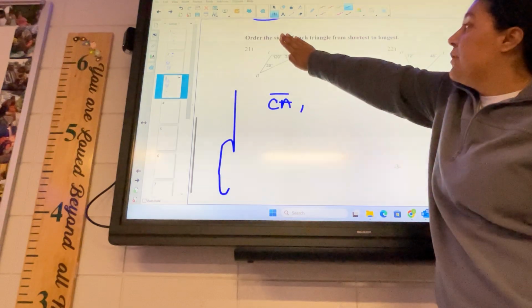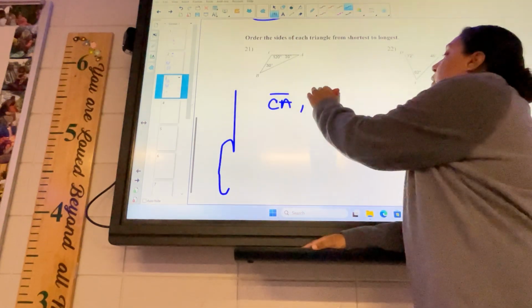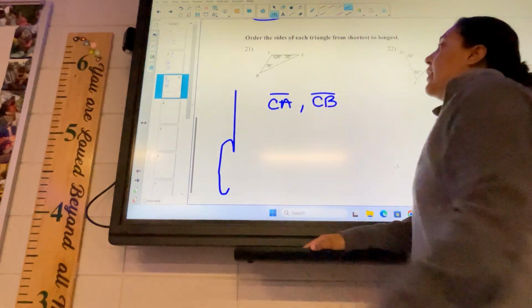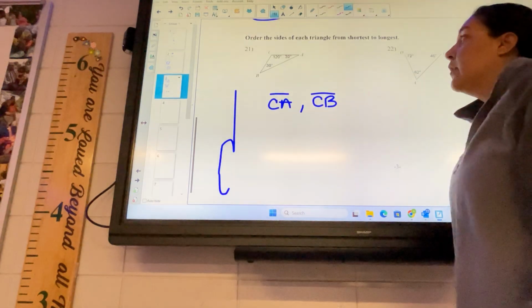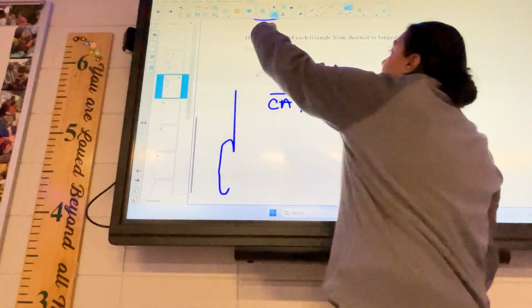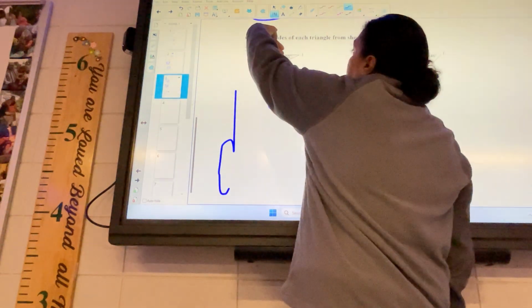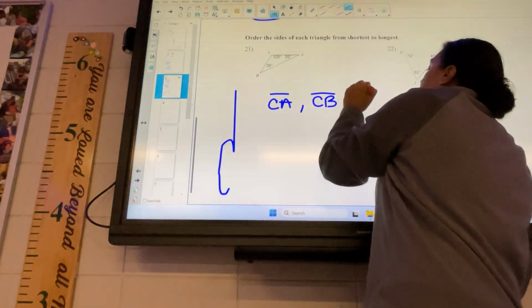Okay, so which 2 letters are left? B-C, or C-B. Okay, it does not matter. And then which one is the biggest one? C, or the 120. And so which 2 letters are left? A-B or B-A. Okay.